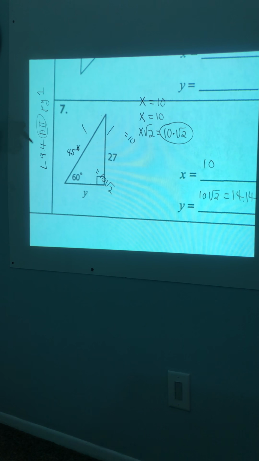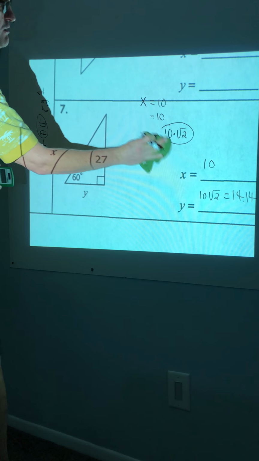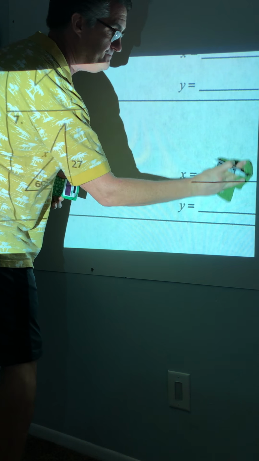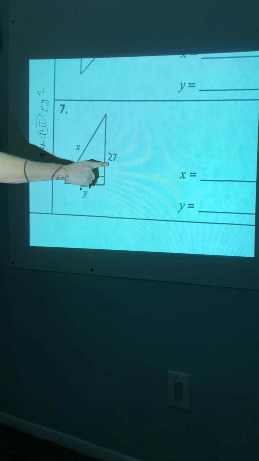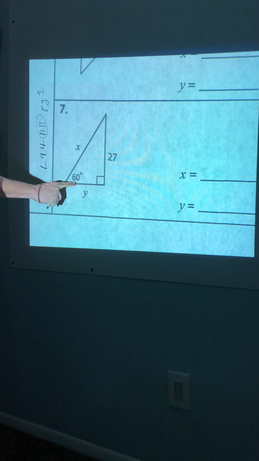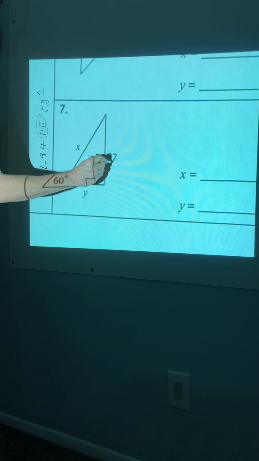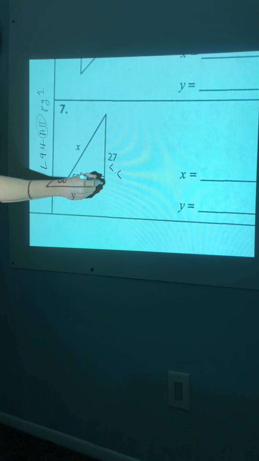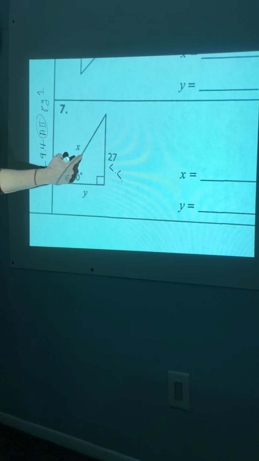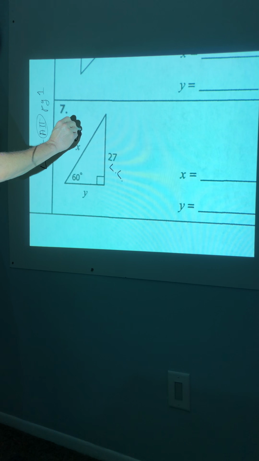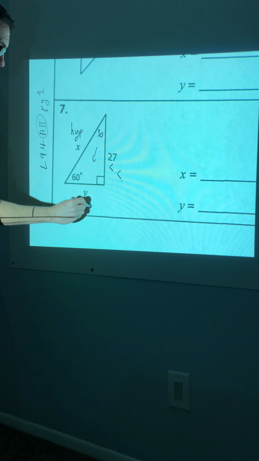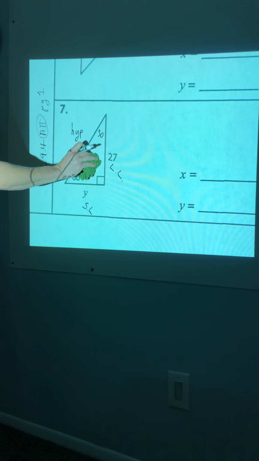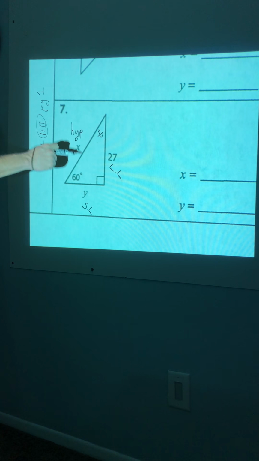Let me erase. So the hardest part of this, really, is just labeling. Let's go ahead and label. They gave us 27, which is across from the 60, so that means this is the longer leg. This is 90, across from it, that's the hypotenuse. Therefore, if this is 60 and this is 90, this has to be 30. So over here, this is the shorter leg.